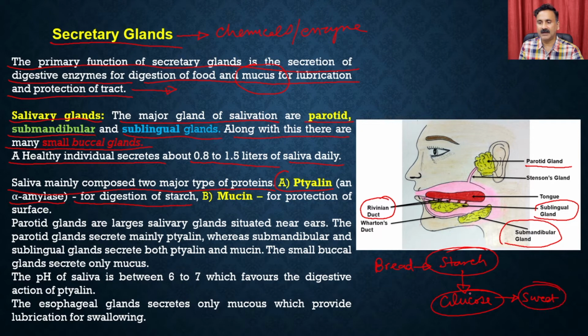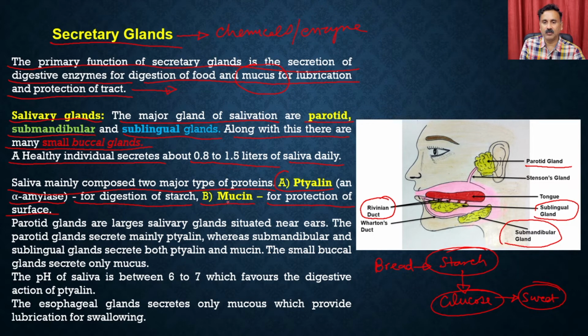So, once it gets converted into glucose, that glucose goes and binds onto the taste buds on the tongue, and then it gives you the sweet taste. Apart from that, you also have another protein which is called mucin. Mucin is a protein which is for the protection of the surface.